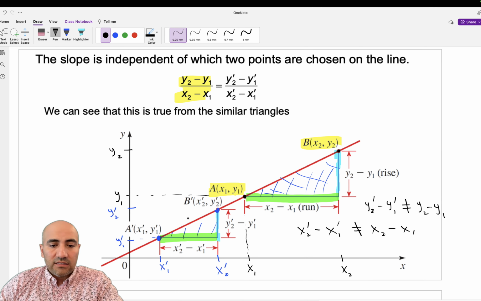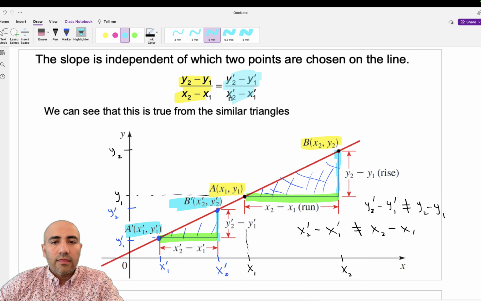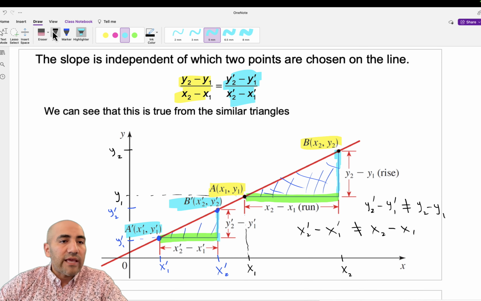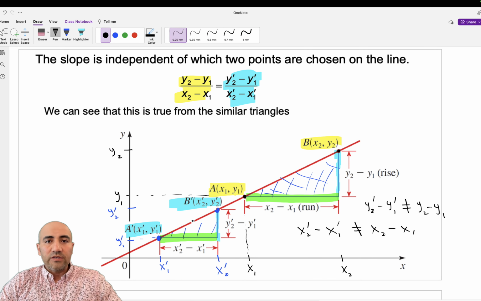So this is referring to this one up here. Using this point and this point, we end up with this. So the numerators and denominators individually might be different, but the fractions reduce to the same value. They equal each other. They represent the same thing. So the point of this is that you can use any 2 points on a line and you end up with the same slope. And remember, a slope is just a fraction that describes the steepness of a line.